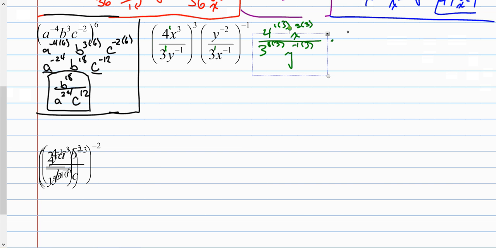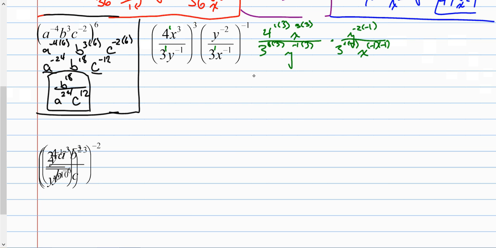And that is going to be multiplied by another fraction. In here, I have a y to the negative 2 times negative 1 over a 3 times 1 to the negative 1, and an x to negative 1 times negative 1. Now again, there may be a shorter way of doing this. I'm just doing it the same way to be consistent.